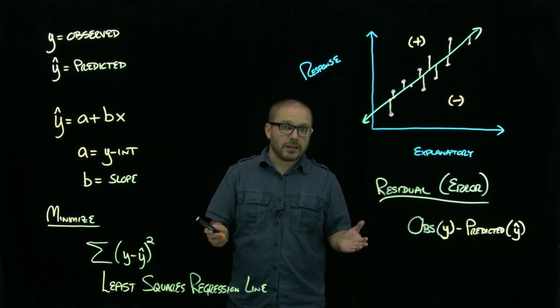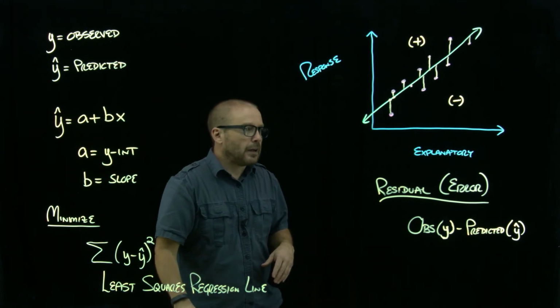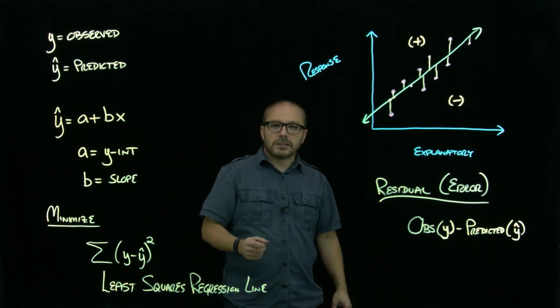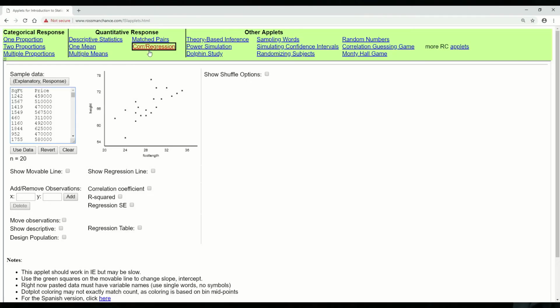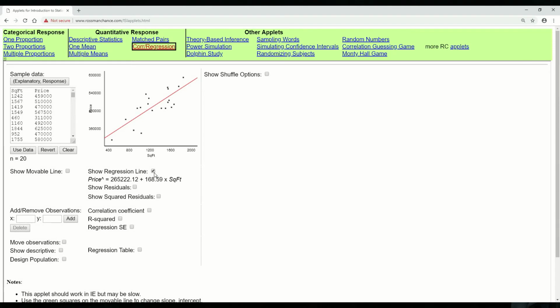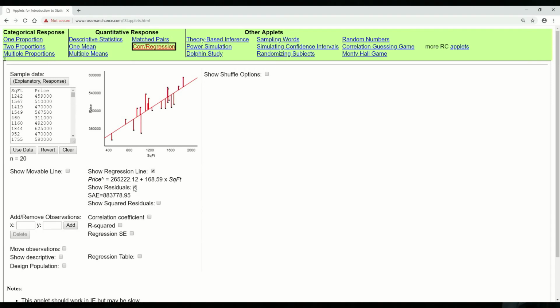We'll use that house data and square footage to show how you can get the applet to give you this least squares regression line. So I'm in the correlation regression applet, and I've already pasted in that square foot and price data. Here it is. And if you click on this box, you get a visual of that least squares regression line. You can even have it show you, just like I did, all the residuals. So there it's drawing in the residuals.